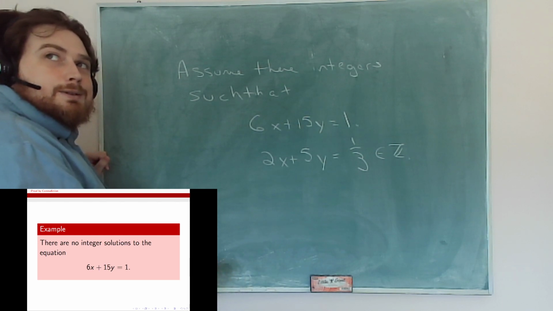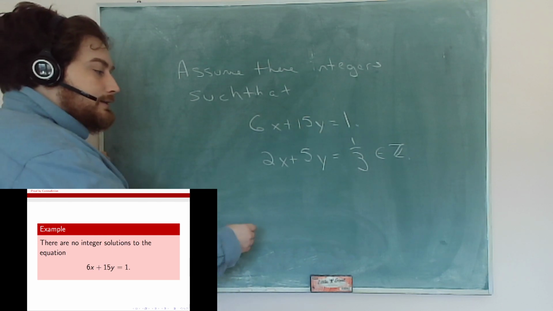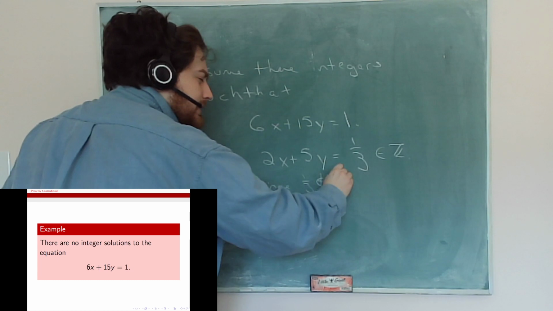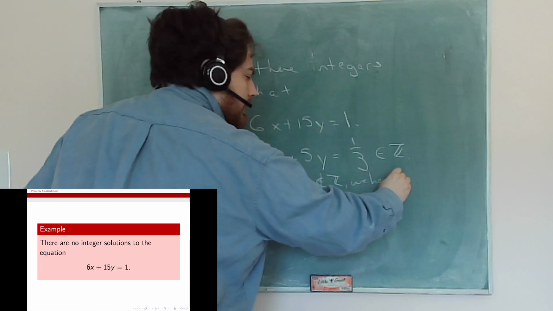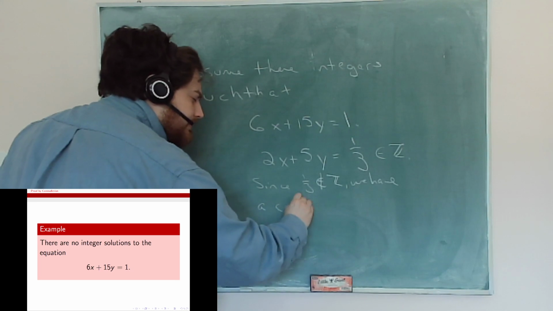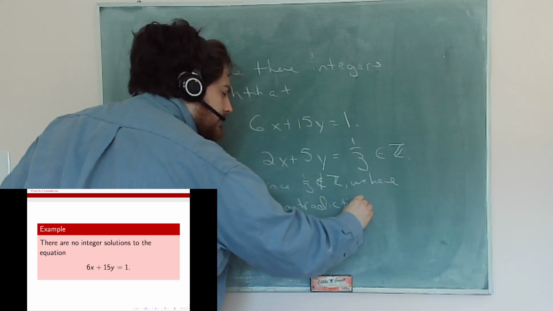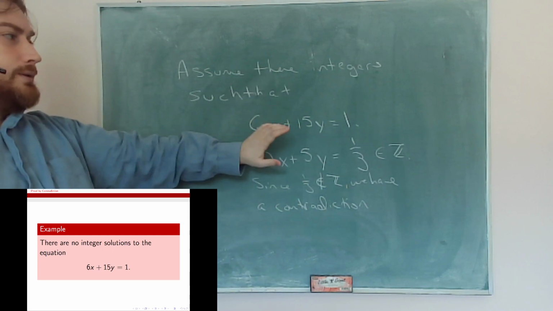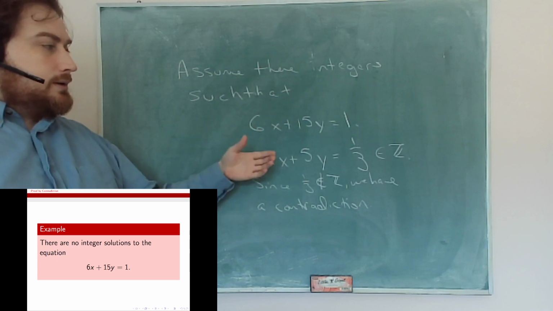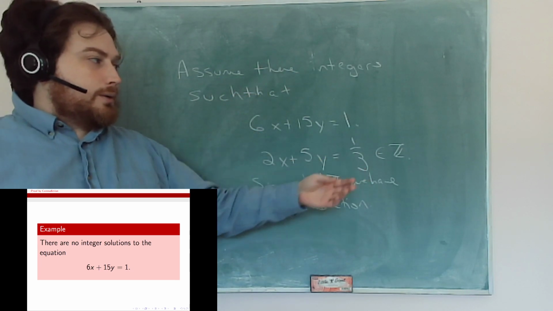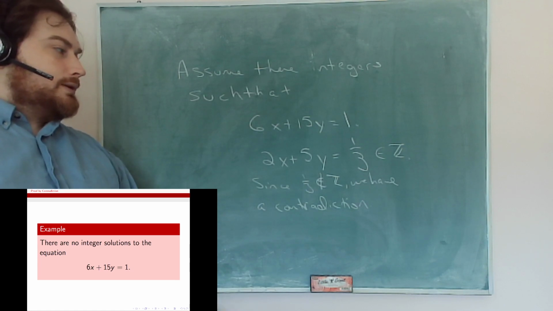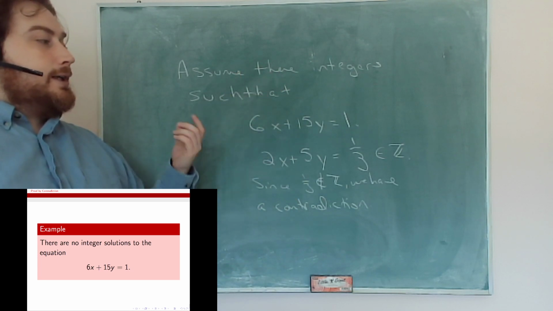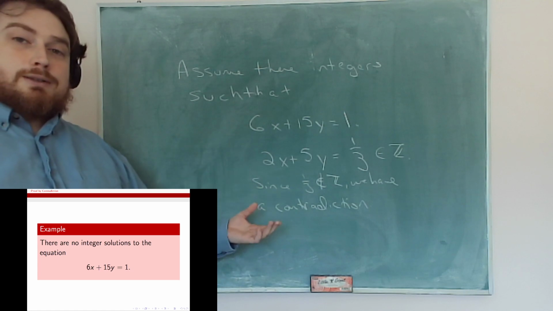However, is 1/3 an integer? Is it a whole number? No, it is not. So, since 1/3 is not an integer, we have a contradiction. We wanted to show that there were no integer solutions, so we assumed that there were integer solutions. Then that would imply that 1/3 would have to be an integer. But since we know 1/3 is not an integer by definition, we get a contradiction. Hence, the negation has to be false, so the original has to be true.